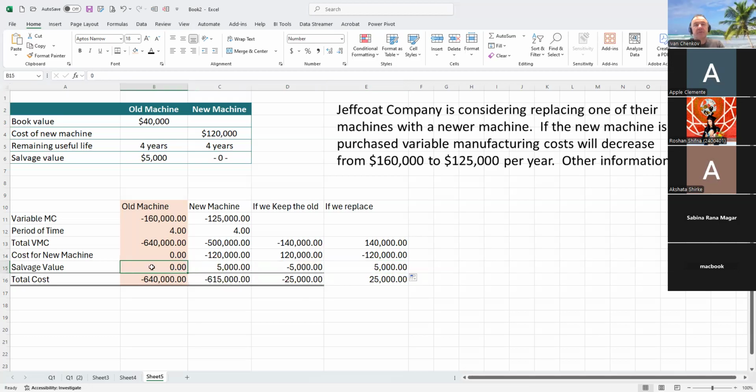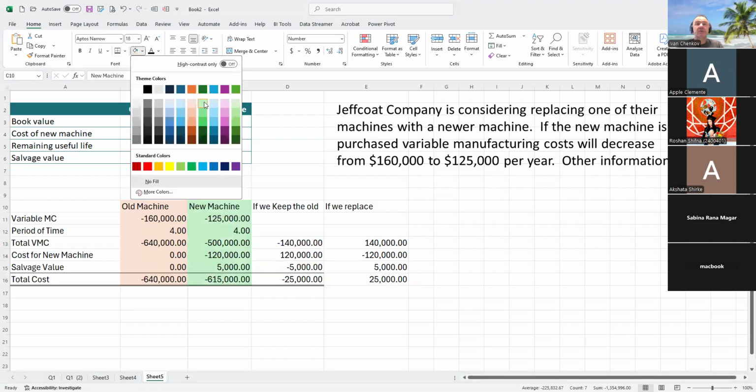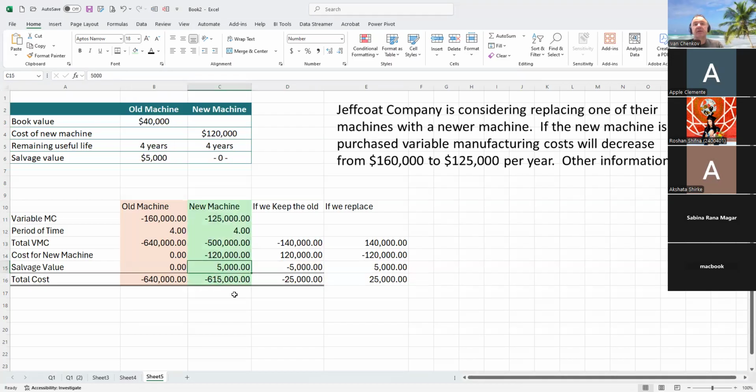So if we keep the old machine, we're not going to get the 5,000. Only if we get the new machine can we take advantage and sell the old machine and get the $5,000. So the 5,000 is going to reduce the cost of the new machine, not add to the saving on the old machine. Make that adjustment in your mind, please.